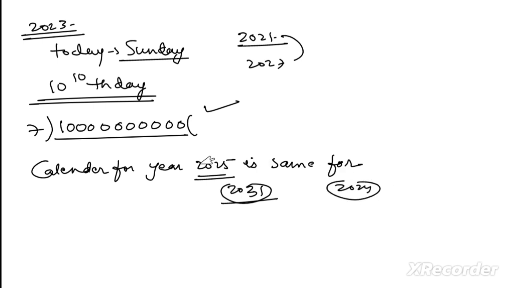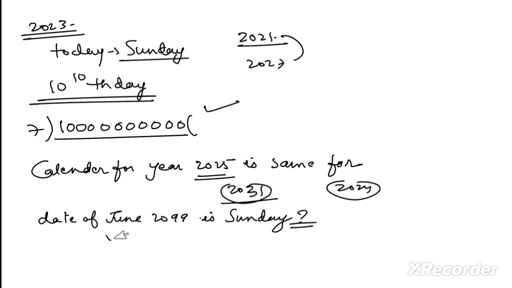Fine. And the next question is, it is given which date of June 2099 is Sunday. Options were 4, 5, 6, 7. Okay, so it is your task, now try yourself.